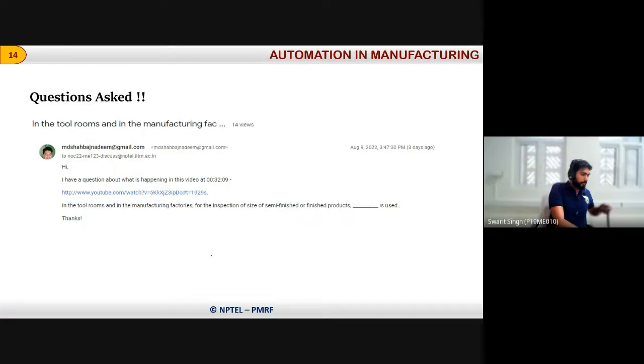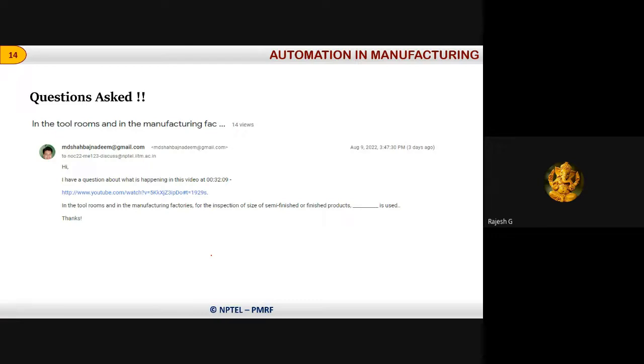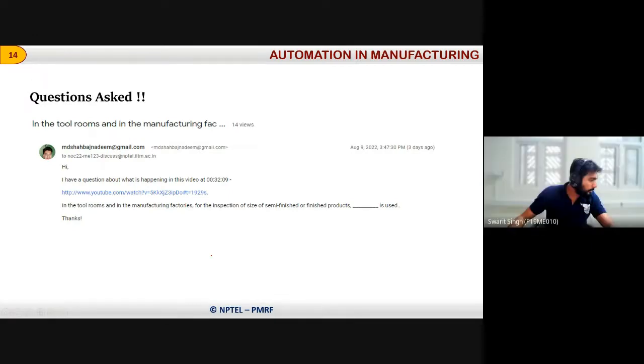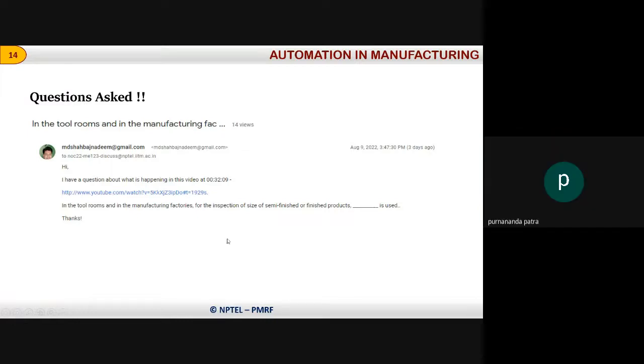Is it or not? Sir, are you showing any pictures to us? It is not visible. Let me check. Purananda Patra, kindly unmute yourself. Purananda Patra. Hello.